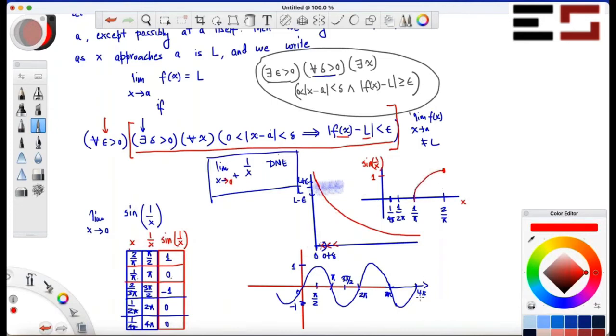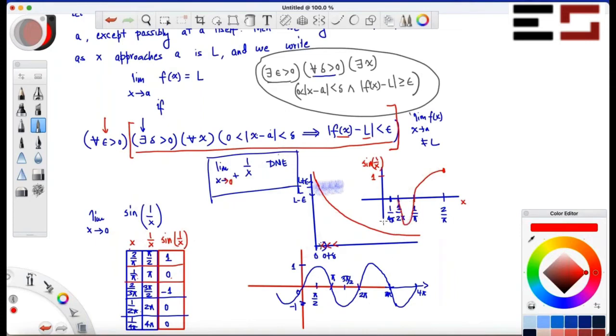Is that okay? Fine. Now notice that between 1 by pi and 1 by 2 pi, so basically between pi and 2 pi, it completes this half cycle. So I'll also do the same thing. I'll complete the half cycle.